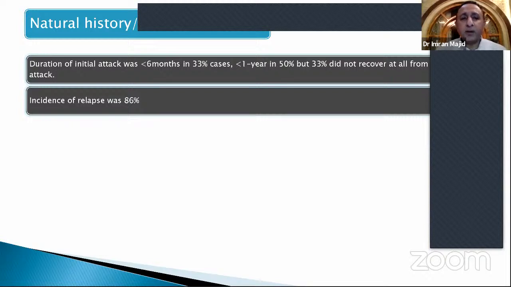Now, this is something really important and something really concerning for us as dermatologists, that incidence of relapse in this long-term study that was done was 86%. That is why I told you in the initial definition of alopecia areata that alopecia areata is defined as a chronic recurrent cause of alopecia.